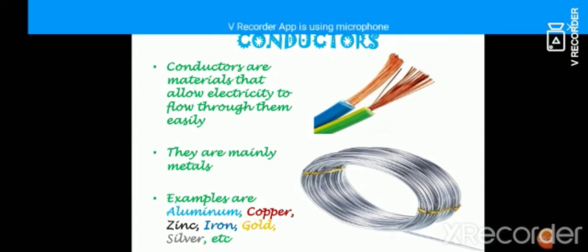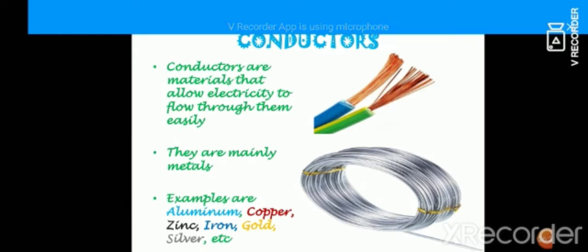Why do we say copper? Copper is common in most of the electric cables and wires we have. So why is it not the best conductor, and yet it's the one that is commonly used? It is commonly used because it is cheaper than silver. Silver is the best, but silver is more expensive than copper. And that is why copper is commonly used, although copper is also a very good conductor of electricity.